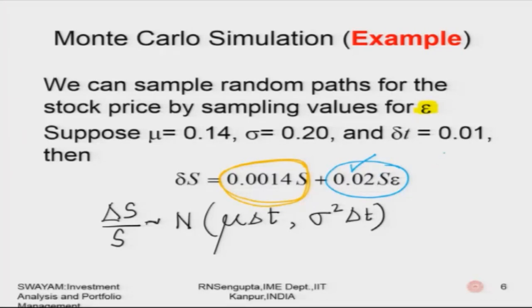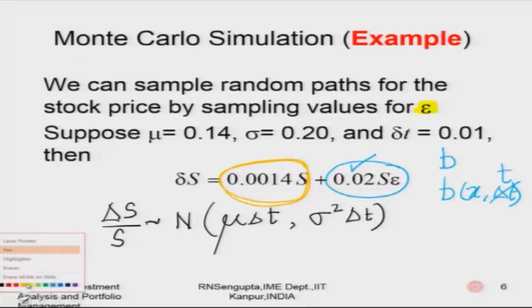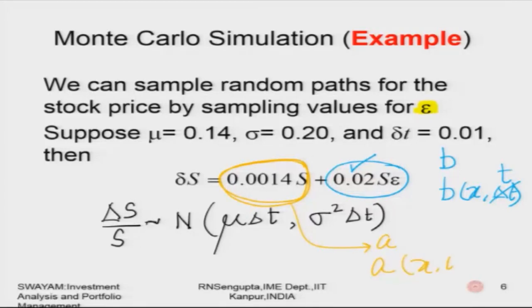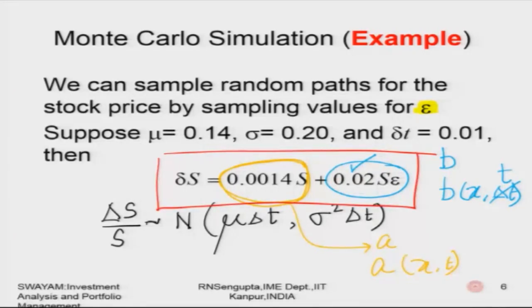If you remember, initially b was considered to be constant, but now we consider it to be a function of x and t. Similarly for a, this is the a term, which can be constant or can be dependent on x and t. Here x is the spot price, or the price of the stock. In this whole formula, everything is known apart from the epsilon, and epsilon obviously you can generate.